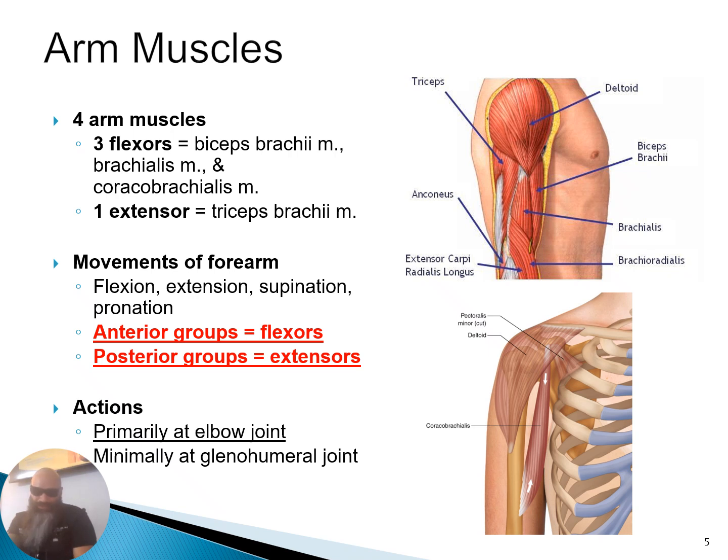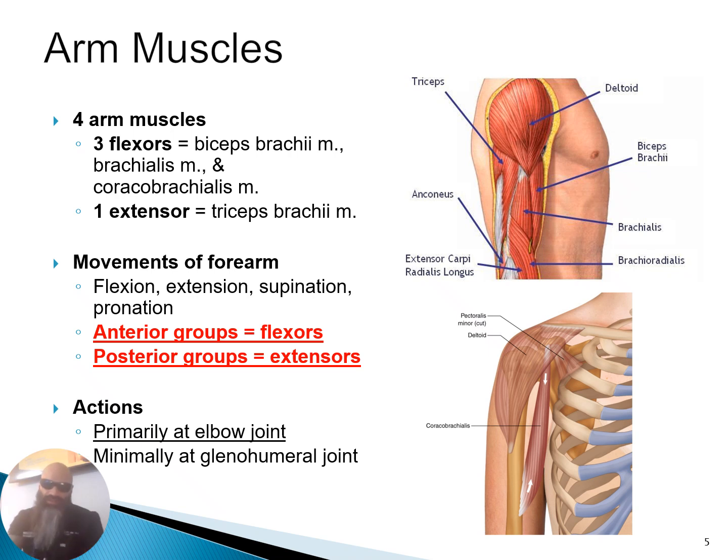So movements of the forearm. When I say forearm, I'm talking about this part down here, your antebrachium. Flexion, extension, supination, and pronation. That is basically what is happening here. Your anterior group, as I mentioned a couple of PowerPoints ago, is your wrist flexors. The dorsal side is your wrist extensors, okay?